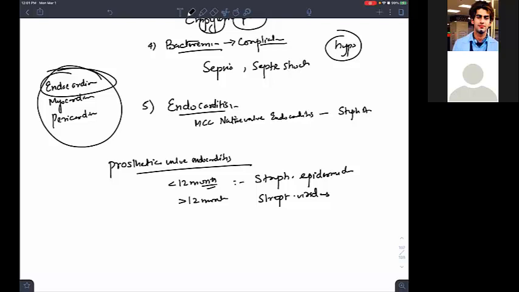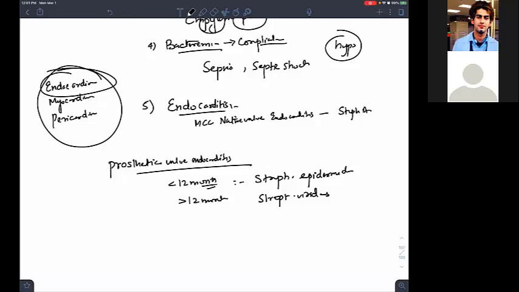But if they ask you what is the overall most common cause of prosthetic valve endocarditis, in 3 ways they can ask the question. This is a part of pathology, this is a part of medicine, this is a part of cardiology, this is a part of microbiology. They can ask this question out of 5 subjects, but they will ask you what is the most common overall.